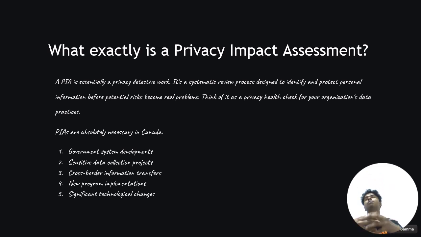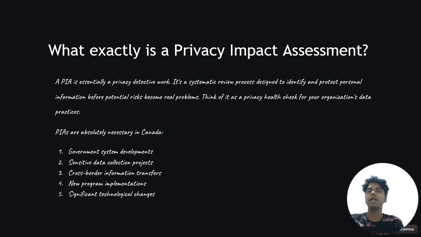So let me discuss some real-world trigger points. You need a PIA when you are implementing new technologies, launching digital services, making substantial system changes, collecting personal data in new ways, or transferring information across borders. Now here's where it gets interesting. What do we typically uncover during a PIA? We find some eye-catching red flags: unauthorized data access vulnerabilities, weak protection mechanisms, instances of excessive personal information collection, unclear consent processes, potential data misuse scenarios, and compliance gaps that could leave your organization exposed.